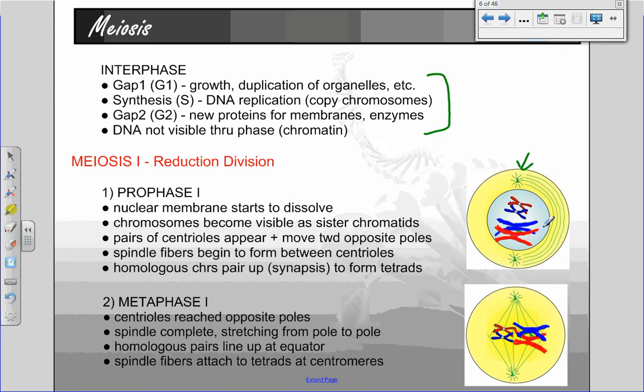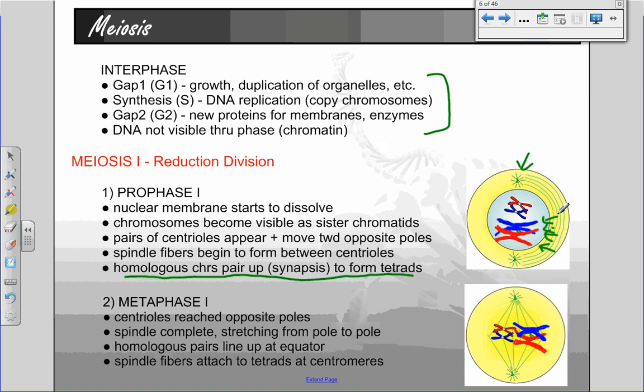You can see the sister chromatids. They look like X's. Okay, the membrane starts to dissolve. They become visible, same as during mitosis. What's different in this case is the homologous chromosomes pair up in a process called synapsis in order to form what we call tetrads. Tetrads, because there's four copies, two in each chromosome, because there's a sister copy of each, so we say it's a tetrad. Okay, so they form tetrads.